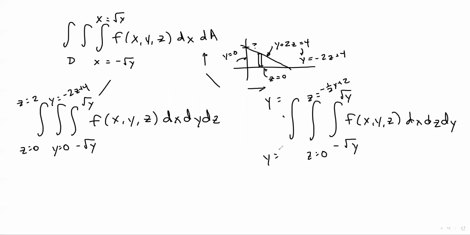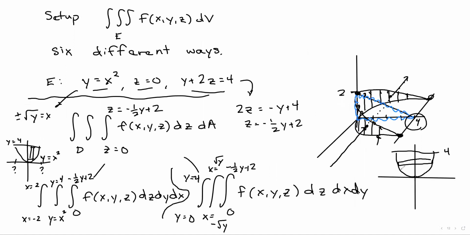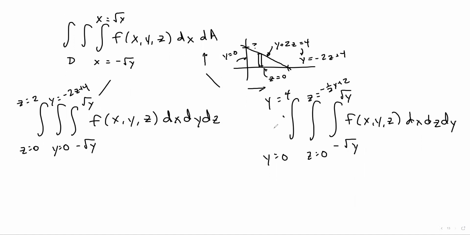And then finally, what are the y bounds? We're going to move that rectangle from left to right to cover this whole region. The left side is at y equals 0, and the right side is here, which is at y equals 4. We already figured that one out earlier. Okay, so that one is a little bit harder, I think, than the orientation for z first.